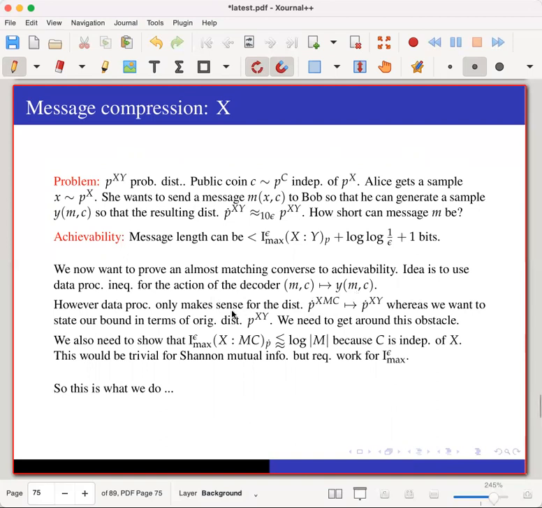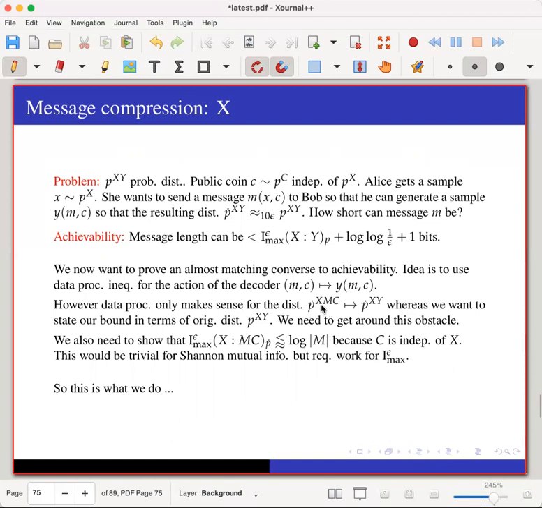But there are a few obstacles if you think a little bit more about using the data processing idea. Data processing only makes sense for the protocol, right? In the problem description, there is no data processing. The protocol is giving me P dot, the protocol is not giving me P. So for the protocol, yes, there is.